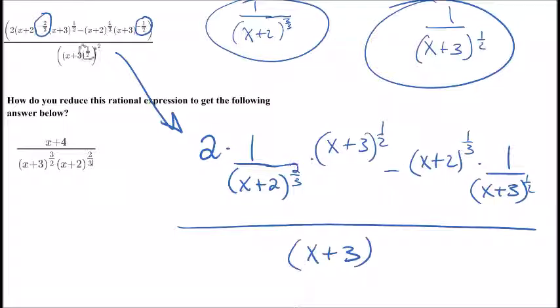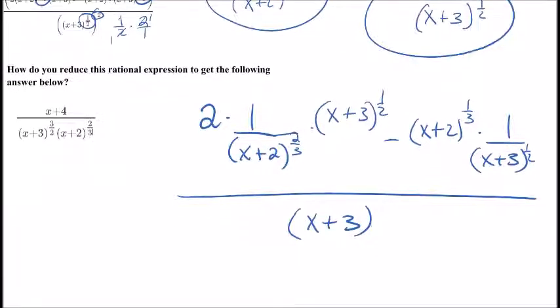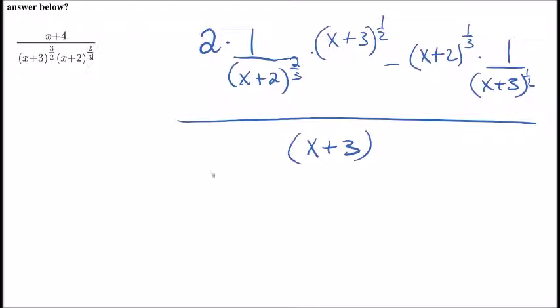Now when you have a power raised to a power, what you're actually going to do is multiply those. So if we do 1/2 times 2 over 1, these will all reduce down to 1 here. So it's x plus 3 to the 1, so we could just write that as x plus 3. Now let's go ahead and simplify that top down.